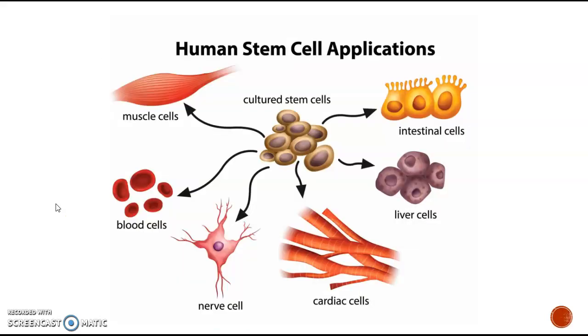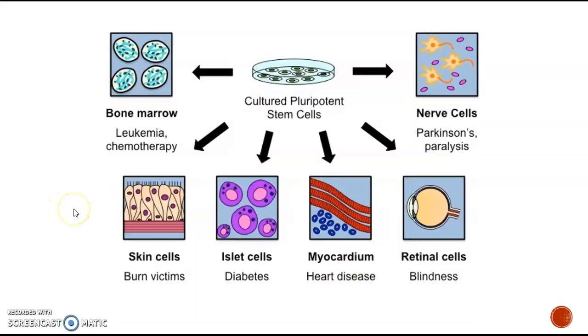Some applications that we've already mentioned include repairing damaged or diseased tissue and organs, including muscle cells, blood cells, nerve cells, like for Parkinson's disease, liver cells, you name it. Heart issues, intestinal, it can be used in many, many forms.